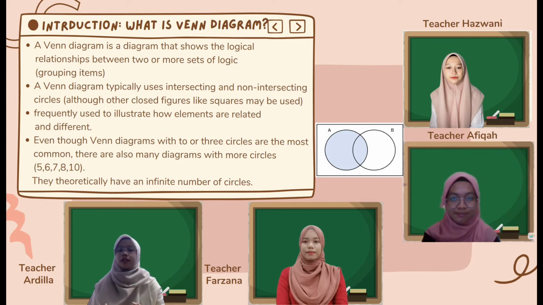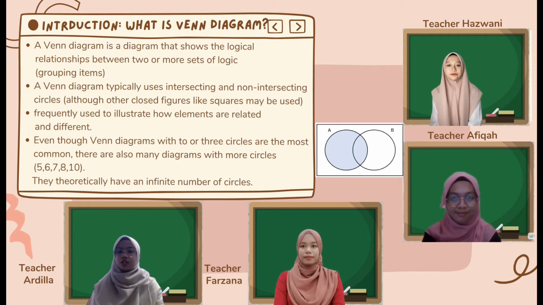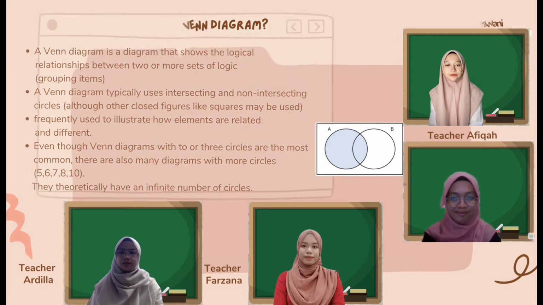A Venn diagram typically uses intersecting and non-intersecting circles, although other closed figures like squares may be used to denote the relationship between sets. Venn diagrams are frequently used to illustrate how elements are related and different. Even though Venn diagrams with 2 or 3 circles are the most common, there are also many diagrams with more circles, which is 5, 6, 7, 8, 9, 10. They theoretically have an infinite number of circles.